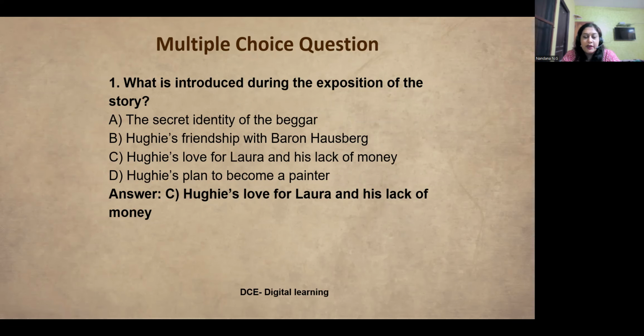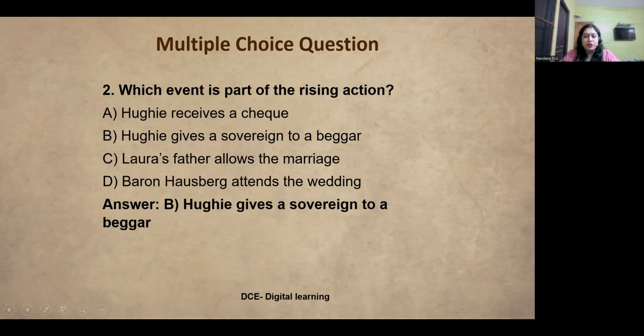What is introduced in the exposition of the story? The options given are the secret identity of the beggar, Huey's friendship with Baron Hausberg, Huey's love for Laura and his lack of money, or Huey's plan to become a painter. The answer is option C, Huey's love for Laura and his lack of money. Which event is part of the rising action? Huey receives a check, Huey gives a sovereign to a beggar, Laura's father allows the marriage, or Baron Hausberg attends the wedding. Definitely the answer is option B, Huey gives a sovereign to a beggar.